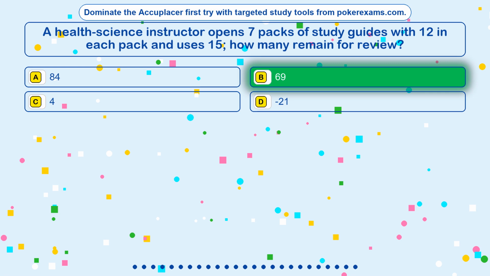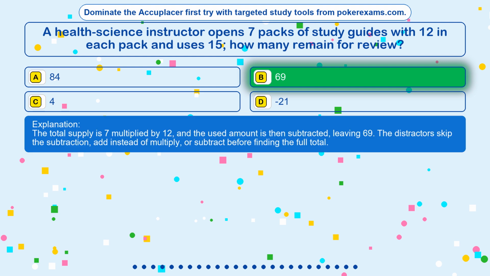The correct answer is option B, 69. The total supply is 7 multiplied by 12, and the used amount is then subtracted, leaving 69. The distractors skip the subtraction, add instead of multiply, or subtract before finding the full total.